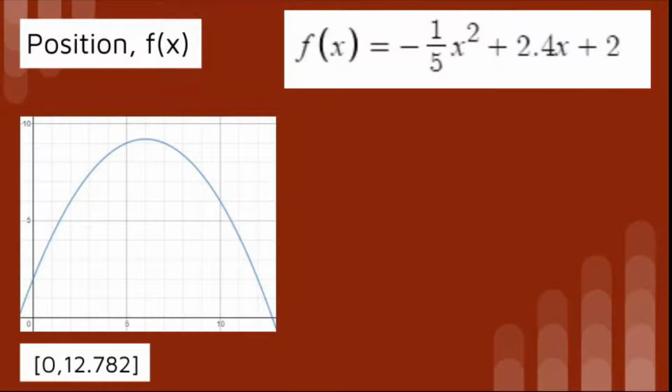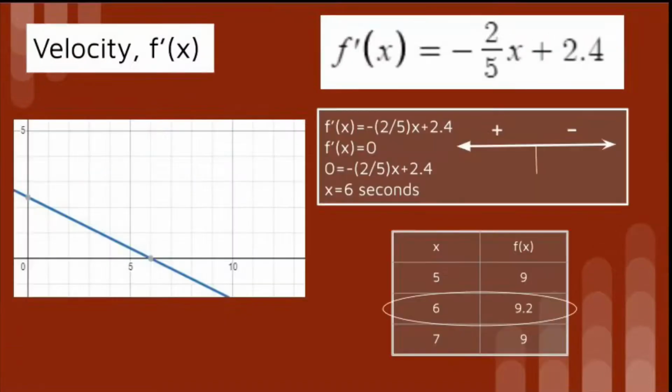Next, we'll look at the best play of the g of x team. Here is a playback of their best throw, which follows the formula g of x is equal to negative 1/5 x squared plus 2.4x plus 2, with the domain restrictions of 0 and 12.782. That is the function for the position of the graph in terms of x time.